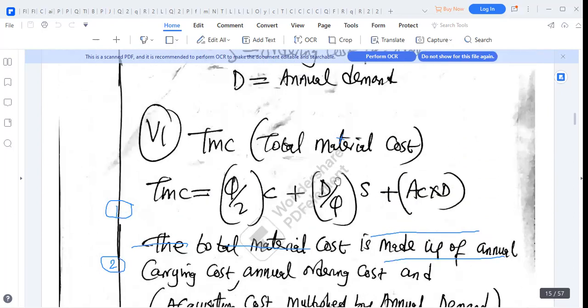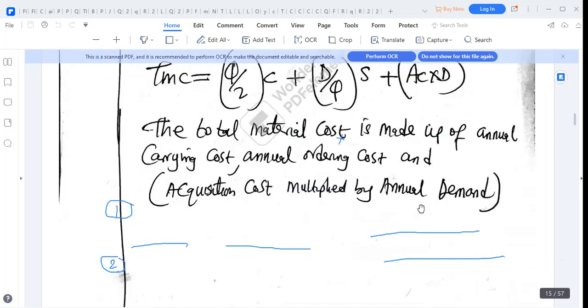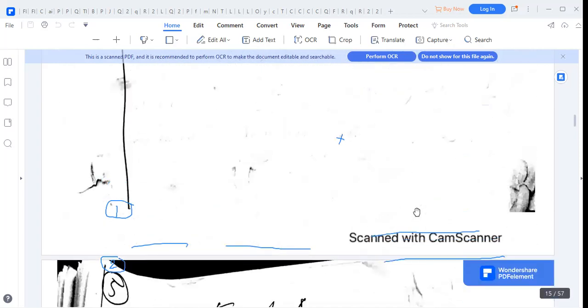Then the material cost, we look at the annual carrying cost, how many units that you carried, or holding cost, annual carrying cost, the same as holding cost. Then you also look at the other component, the annual ordering cost, plus the acquisition cost per unit multiplied by annual demand. So this is just about what goes on as we look at the total material cost. So we can get down to the example.